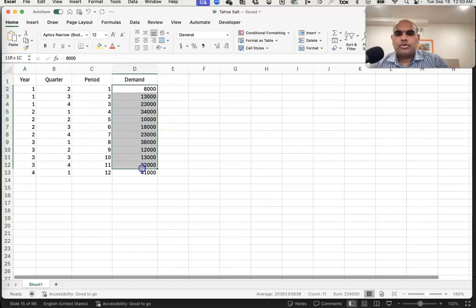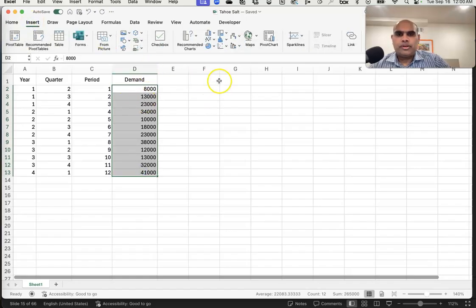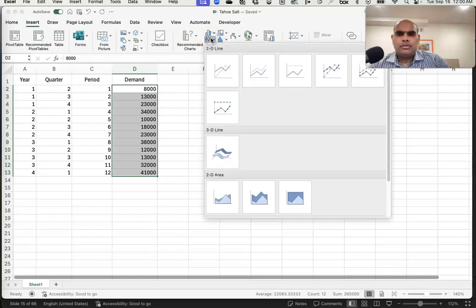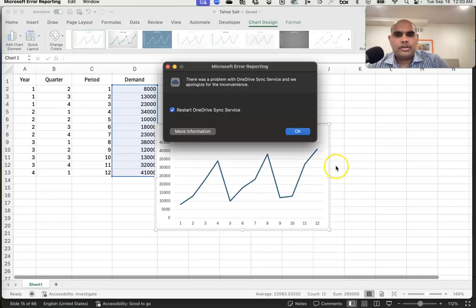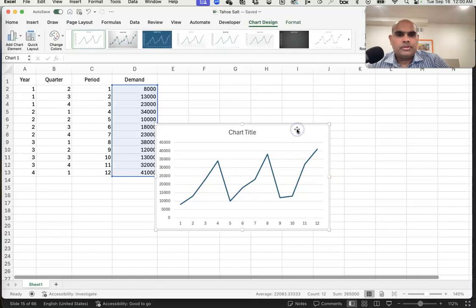So what I'm going to do is choose all my demand data here. I'm going to insert a straight up plot, let's say a 2D line plot like that. And there you go, right? So this is a plot, and a few things that we clearly see is that there is some sort of seasonality. So demand goes up, then goes down, then goes up, then goes down. Not only that, you also see that there is a subtle trend in the data. Demand is definitely going up as the years pass. So as the quarters pass, demand is definitely going up on a continuous basis.